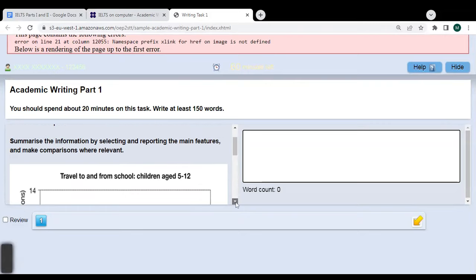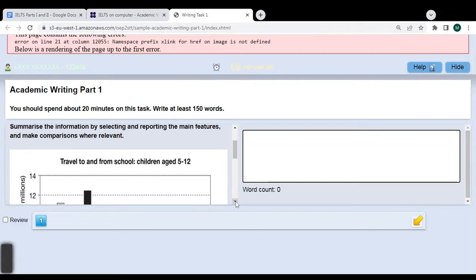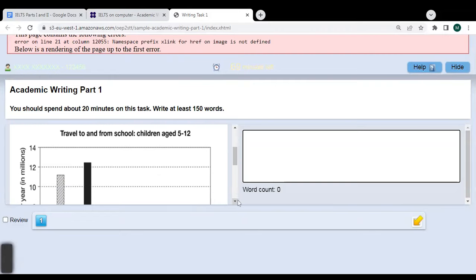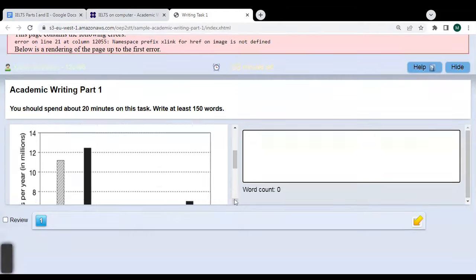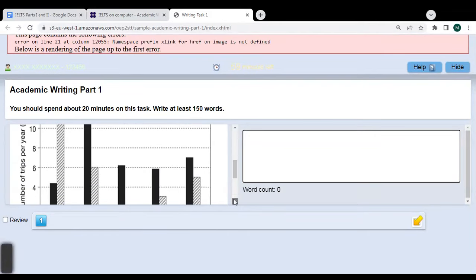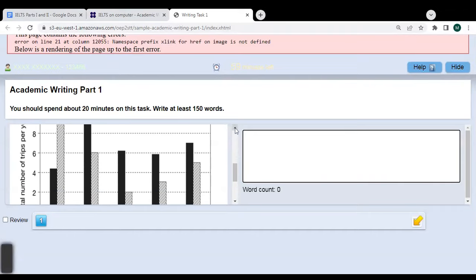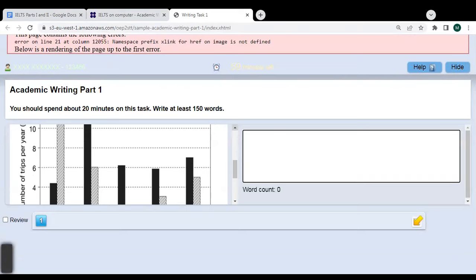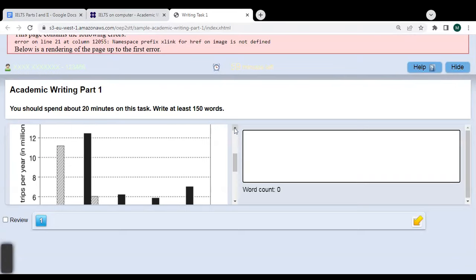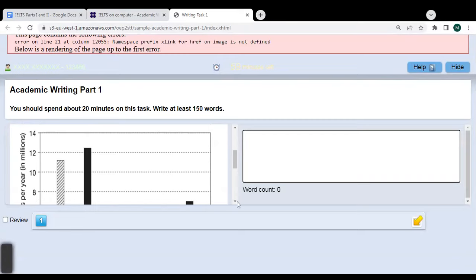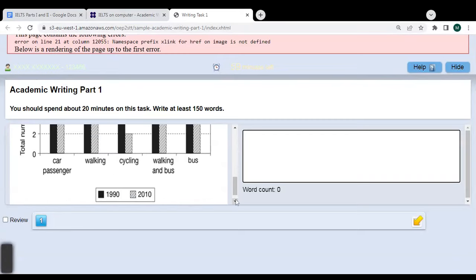And then I can see here, again, the travel to and from school. They give me the age, children aged 5 to 12. On the left here, we see, looks like, the total number of trips per year in the millions. And so that's what I see there. And it looks like they pretty much stop at 14 million. And then down below, we see 1990 is in black in this graph. And then 2010, we can see contains stripes.